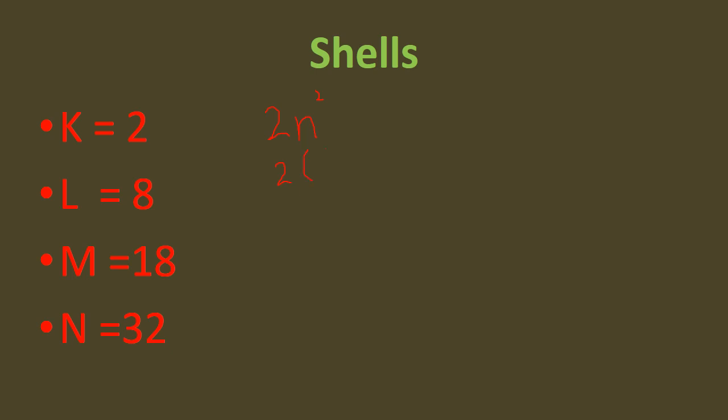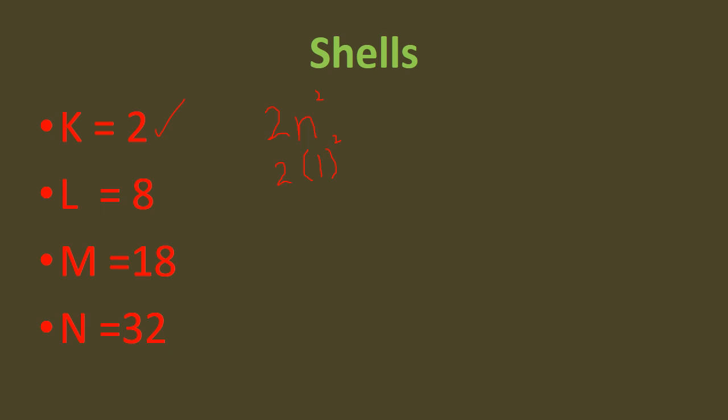Now here at the place of n I will put the value of K. So what is the value of K? Yes, you are 100% right. The value of K is 1 because it is closer to the nucleus. It is the first shell after the nucleus. So the answer will be 2. So in this way, K shell can accommodate 2 electrons.